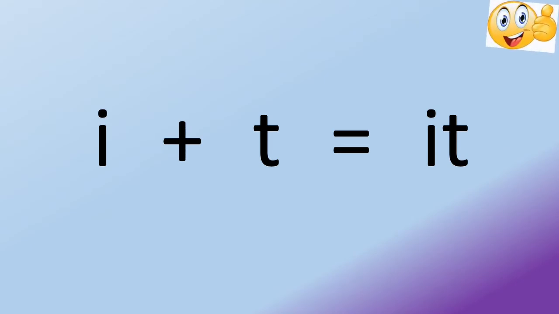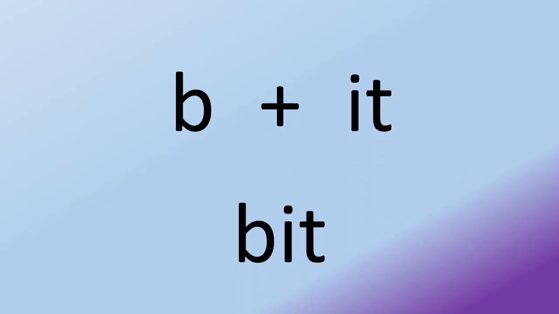Now, we'll see a few words with it. B says b, we join with it. Together, we say b-it, bit.